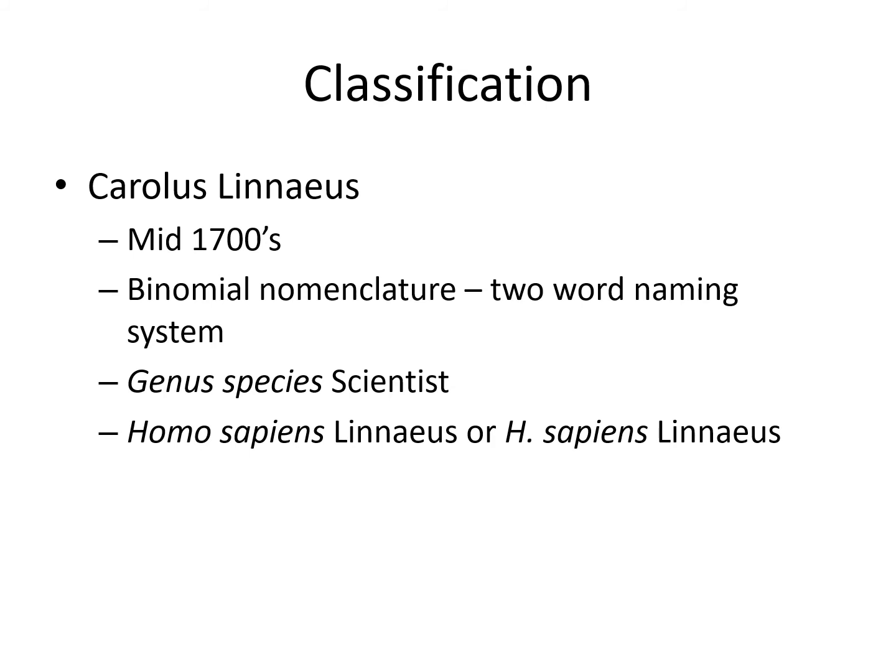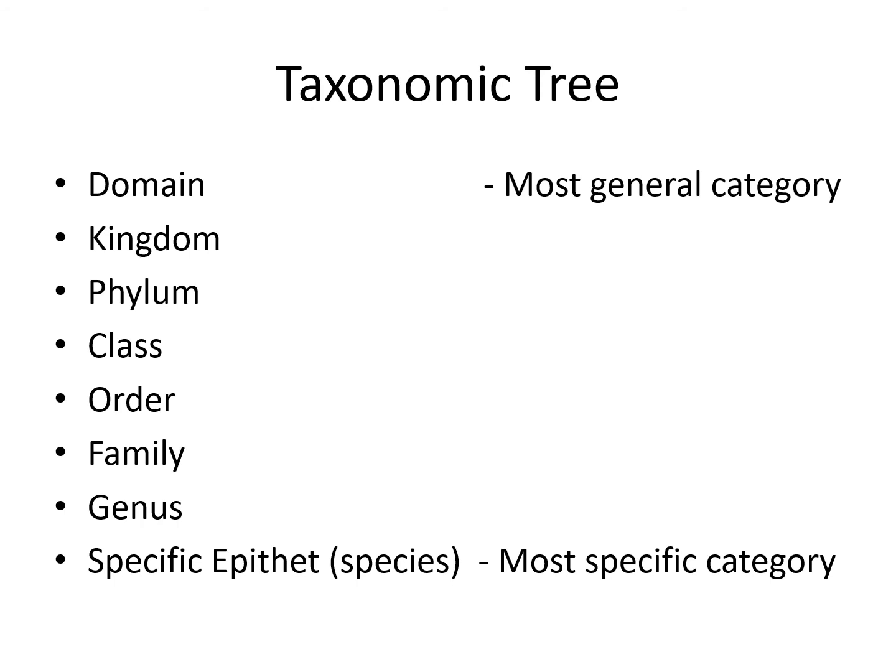So Carolus Linnaeus wanted to get a better system, and he came up with what's called binomial nomenclature. Binomial nomenclature basically means that you create scientific names for organisms and you base it on classification. And in order to do that, you use a taxonomic tree.